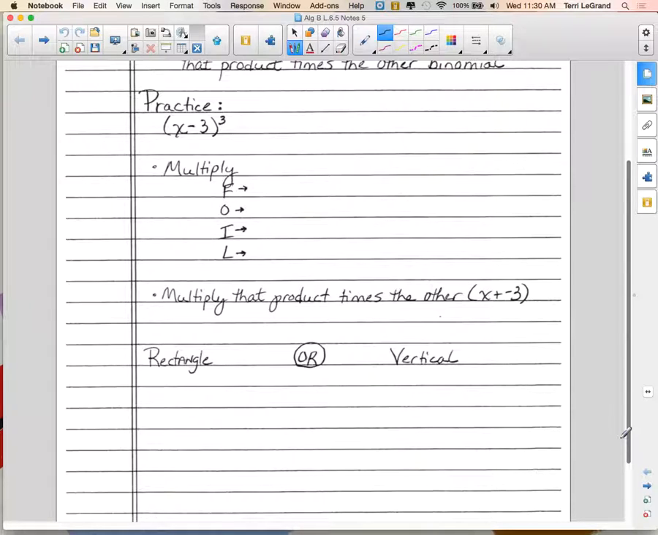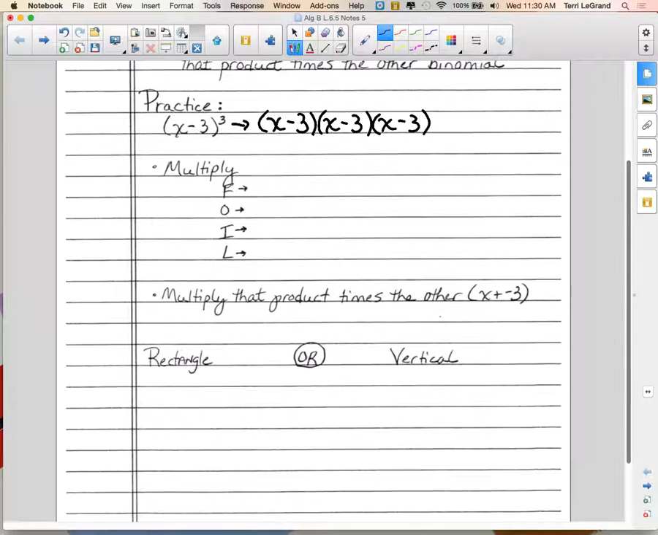Michaela? Didn't you just write it side by side to each other? Yeah. So we need to say this really means x minus 3 times itself, 3 factors of it, right?